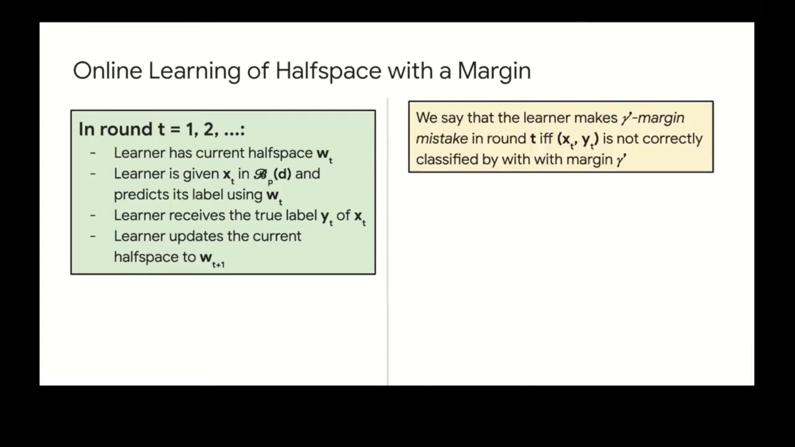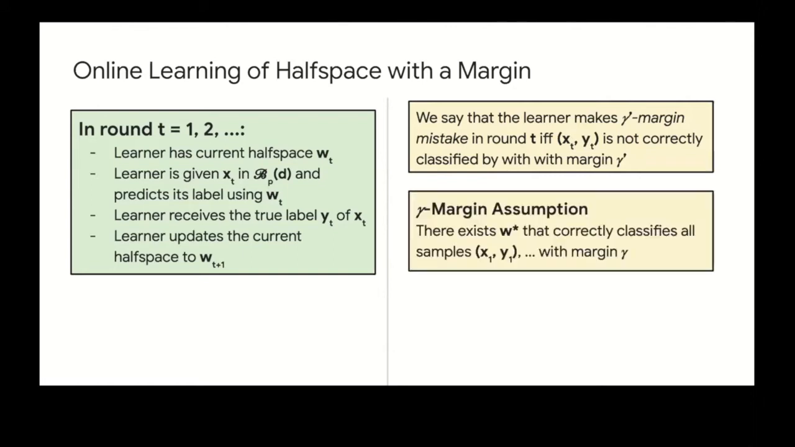Now we say that the learner makes a gamma prime margin mistake in round t if the point x_t, y_t is not correctly classified by margin gamma prime. To get a reasonable mistake bound, we will also have to make an assumption. Specifically, the assumption is that in the whole sequence x_i, y_i, there is a hidden half space w star, which the learner doesn't know, that classifies all the points with margin gamma. We will call this the gamma margin assumption for short.